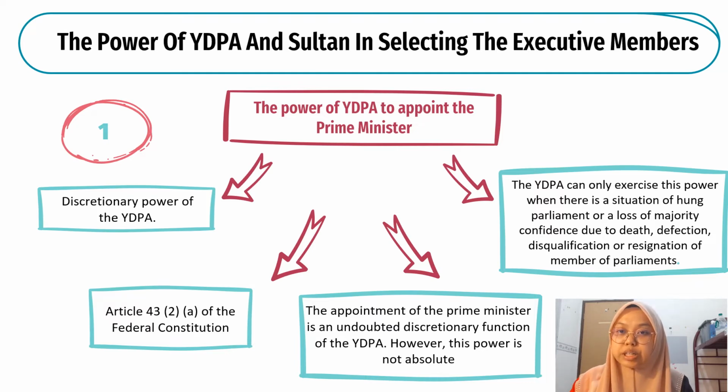Moving on to the next part, the power of YDPA and Sultan in selecting the executive members. For the first part, the power of YDPA to appoint the Prime Minister. First of all, the power of YDPA in the executive branch can be divided into non-discretionary power and discretionary power.